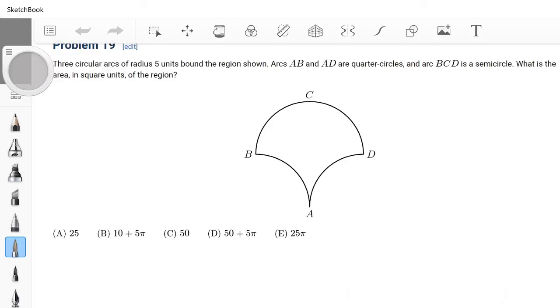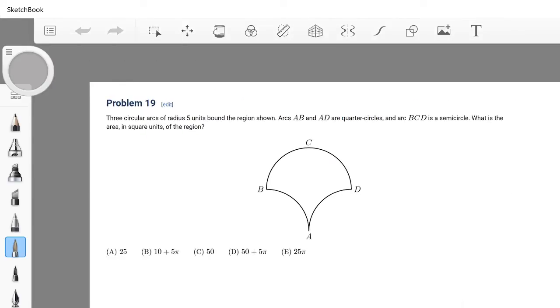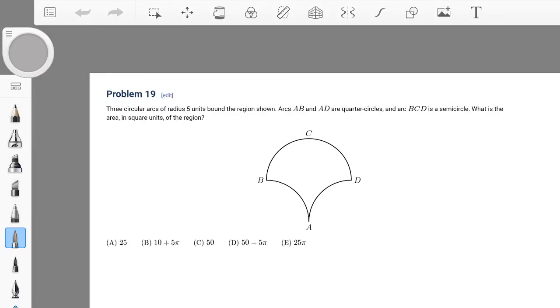Okay, so now in Sketchbook, we're going to be looking at problem 19 from the AMC 8 of the year 2000.